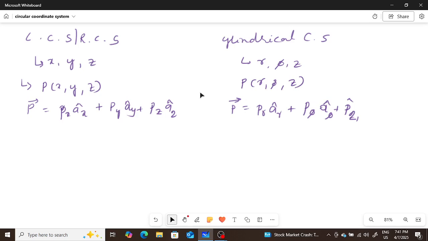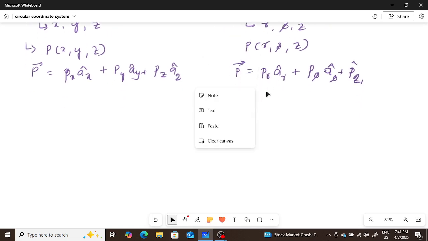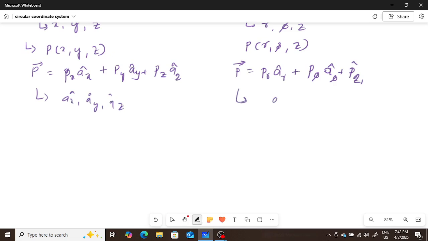Okay, why have I written Pr? Because Pr is the radius, Pφ is an angle which is also called the azimuthal angle, and Z is the point which is the same in the Cartesian and cylindrical coordinate systems. It is just a comparison, and it's easy to remember the things. Here the base vectors are ax, ay, az, with a cap. Here the base vectors are ar, aφ and az, right?